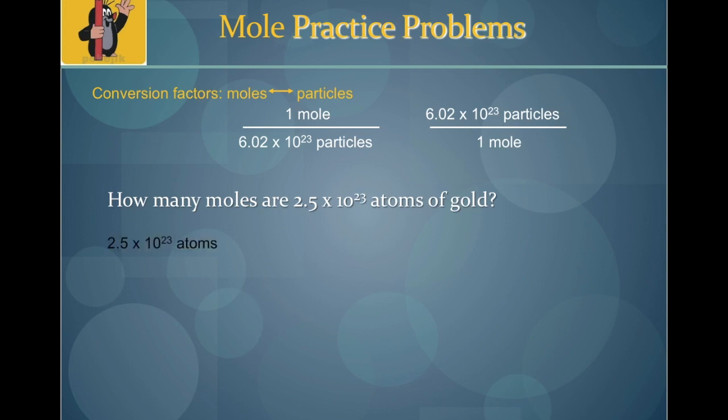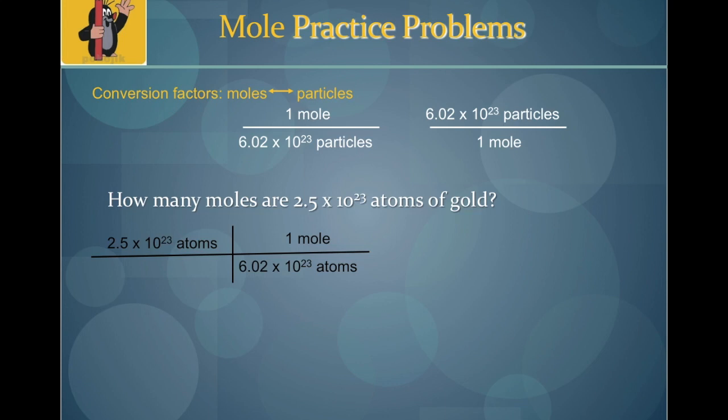So the first thing we're going to do is write down the number we're given in the problem. We have 2.5 times 10 to the 23rd atoms of gold. We know that's how many we have, and we're trying to figure out the moles. So like all conversion problems, we're going to multiply by the ratio. How do we know which one we need? Do we need 1 mole over 6.02 times 10 to the 23rd particles, or do we need particles on top?